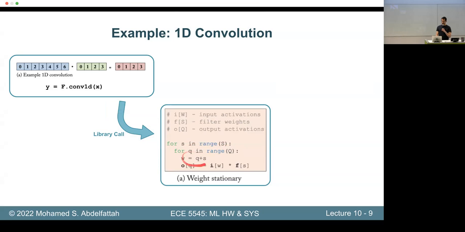because my outer loop is iterating over the weights. So whatever is happening in here, the weight is still constant, right? Or it's not changing. The address is not changing.